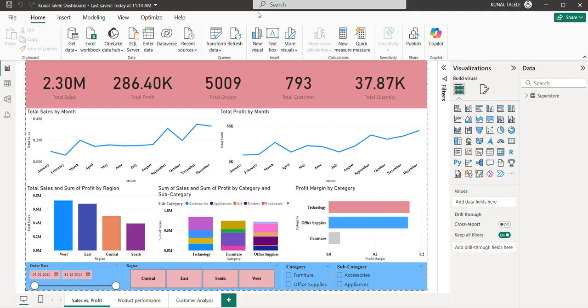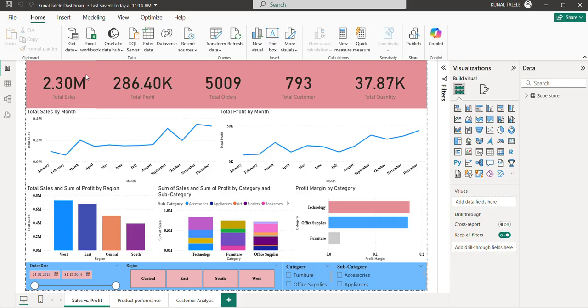Today, I will walk you through an interactive Power BI dashboard built using the Superstore dataset. The dashboard provides a comprehensive overview of sales performance, profitability, customer activity, and product insights. Now, let's begin with the visualizations.